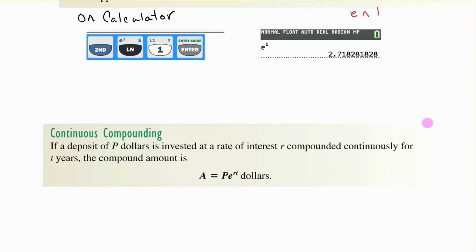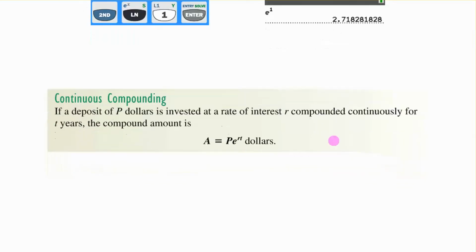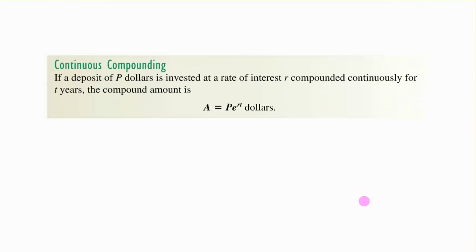Okay. Continuous compounding does use the e. It is principal times the number e raised to the exponent rate times time, and that would give you how much money you have in total. All right, so those are our notes for this section. Let's look at our problems.